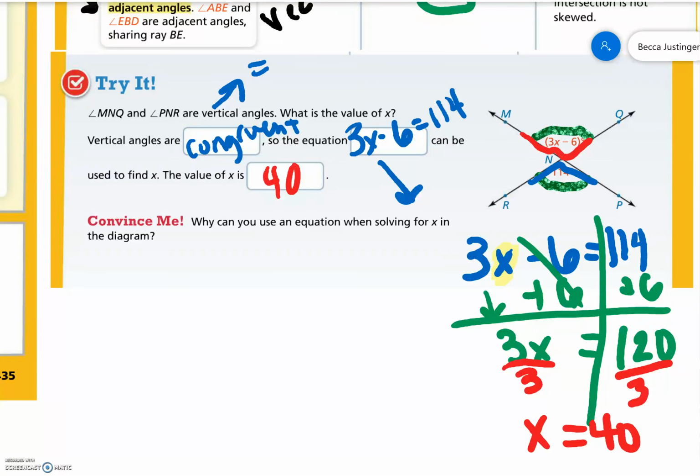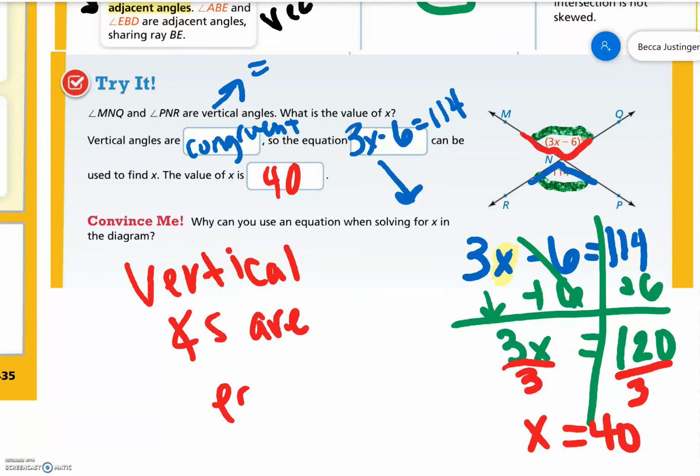Why can you use an equation for solving x in the diagram? That's because vertical angles are equivalent.